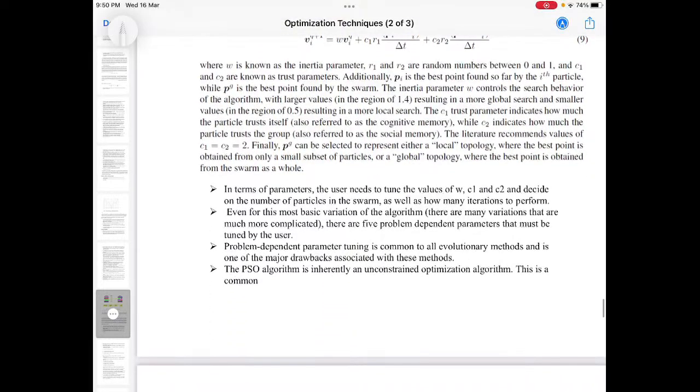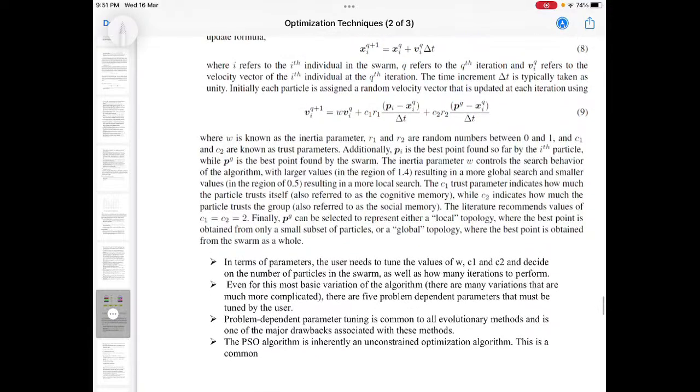So in terms of the parameters, the user needs to tune the values of w, C1 and C2 and decide on the number of particles in the swarm, as well as how many iterations to perform. In this particular equation, we use the parameters C1 and C2 to find the velocity vector vi raised to q plus 1.